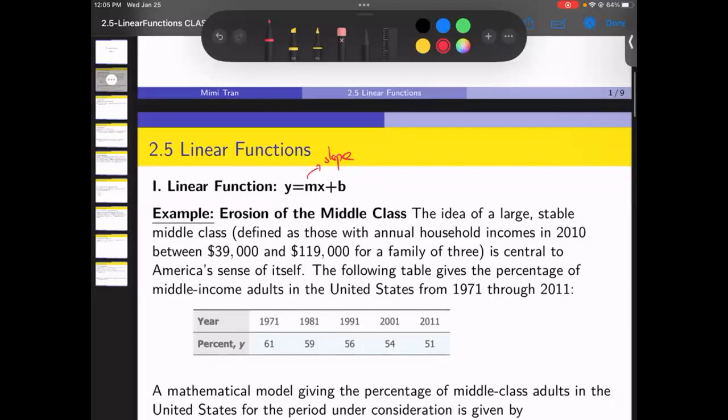Linear function: y equals mx plus b. m is your slope. Another way of saying slope is the average rate of change. It's just another way of saying slope, that's all. In calculus, you're going to learn some different terms too, but they mean the same thing. b is your y-intercept, when x is zero.